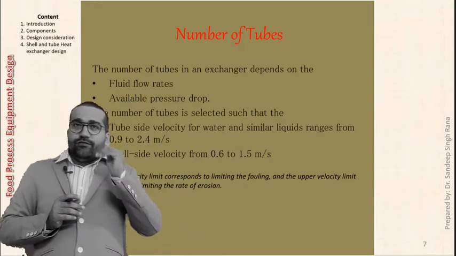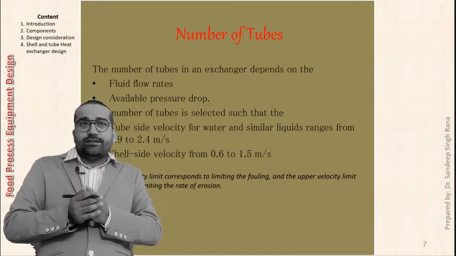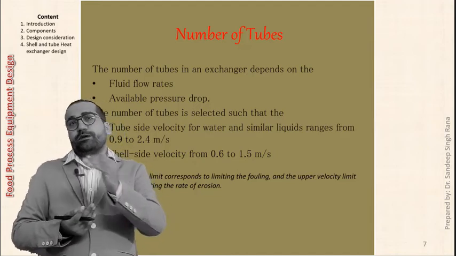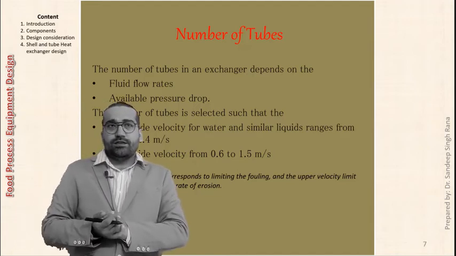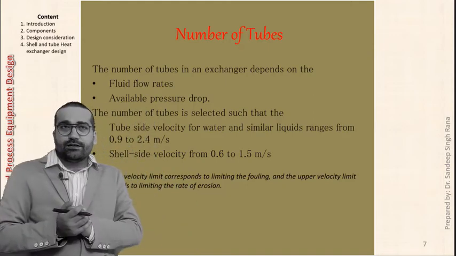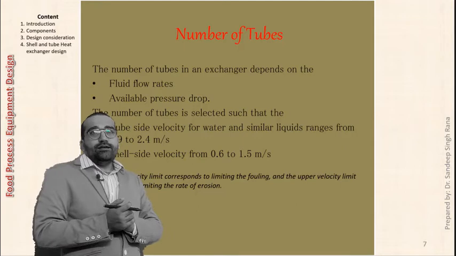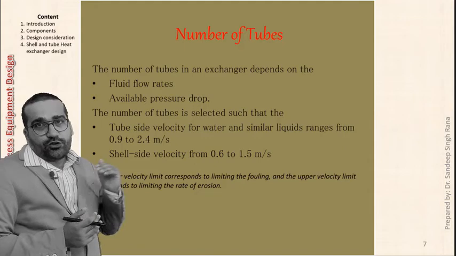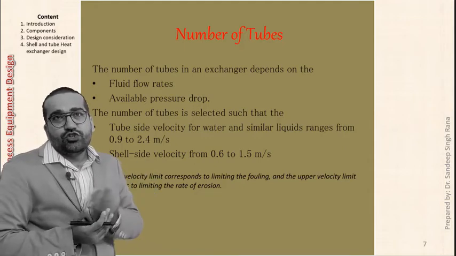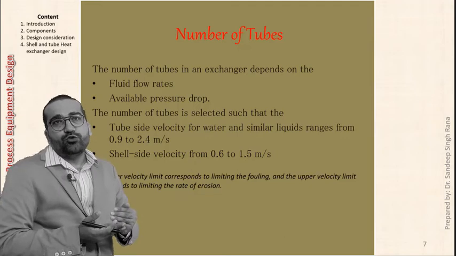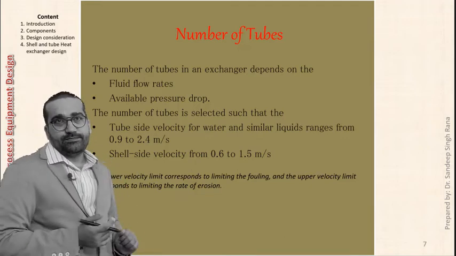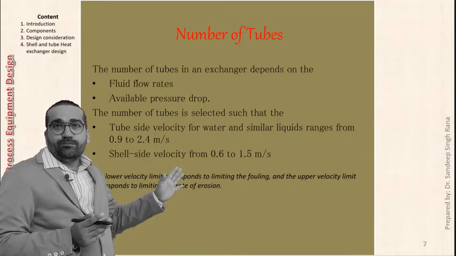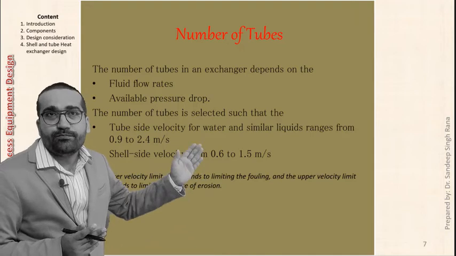If I shorten it, the number of tubes depends upon the flow rate and allowable pressure drop. These are the two components it basically depends upon. The number of tubes is selected such that the tube side velocity should be in the range of 0.9 to 2.4 meter per second, and similarly, the shell side velocity should range from 0.6 to 1.5 meter per second.